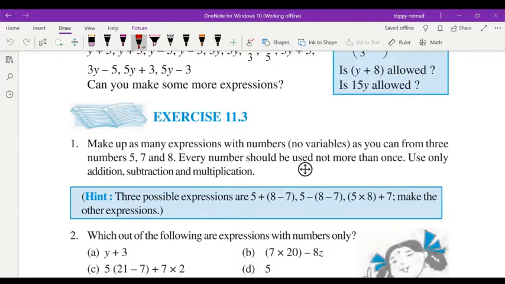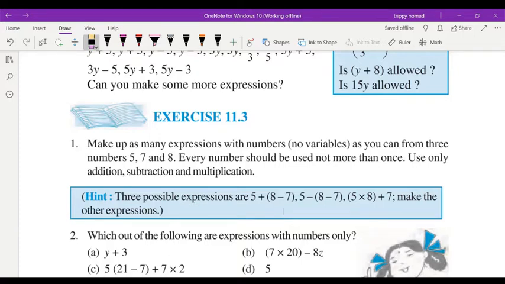What you have to do in this: make expressions on the basis of addition, subtraction and multiplication, and children, use each number only once. And which numbers to take? 5, 7, 8. Very simple. They have done it for you. Look, 5 plus 8 minus 7, first they have given the hint to you. Then you see this one, 5 minus 8 minus 7, 5 into 8 plus 7. Any way you can make.